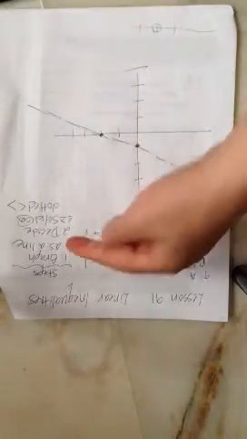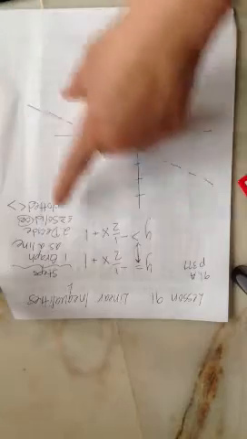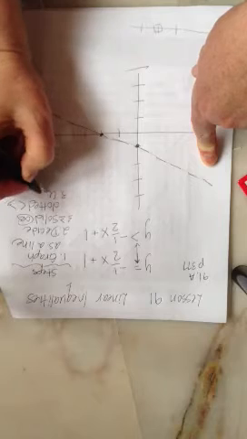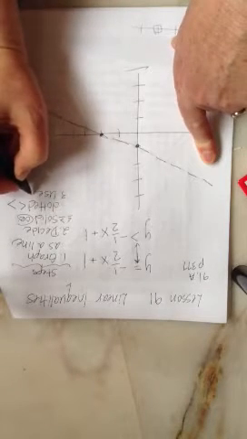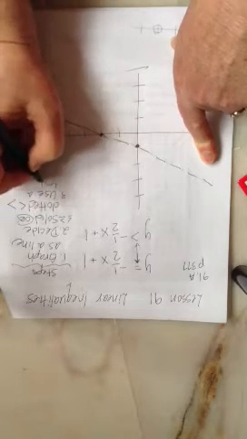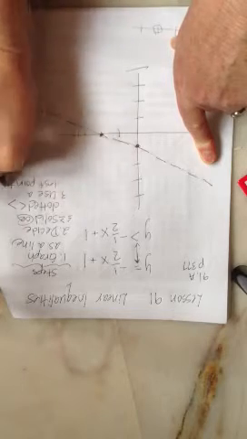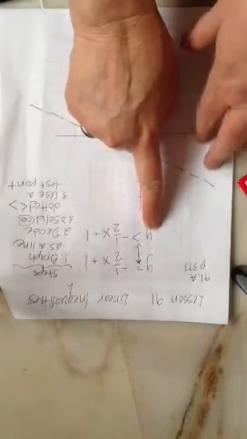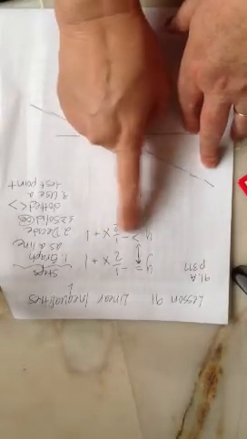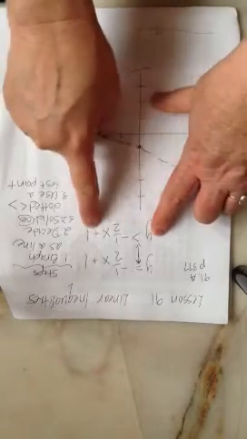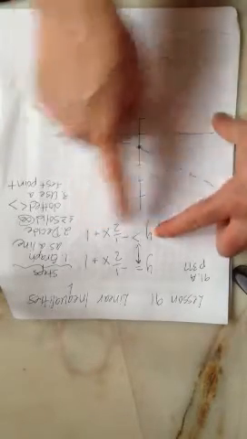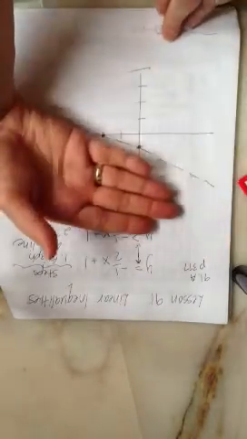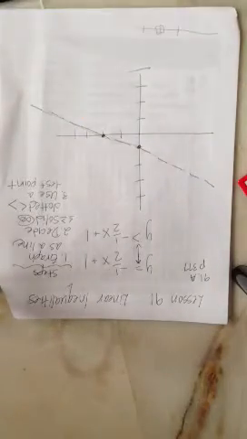So we find the line, then we decide if it's solid or dotted, then we use a test point to determine which side is the solution. Now, the idea here is that we want all of the values for x and y so that the y's are always greater than that value. We don't want the ones where they're equal, and we certainly don't want the ones where y is less than. But how do we know which side shows the proper solution?